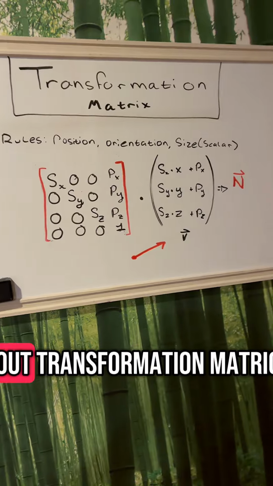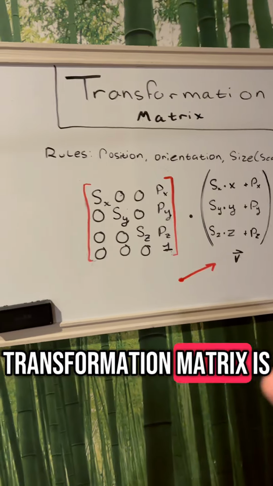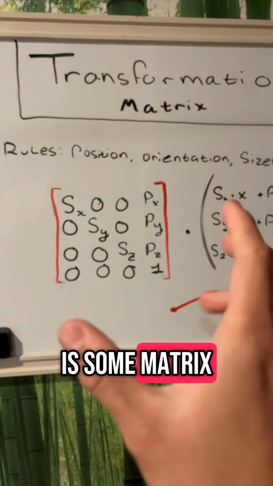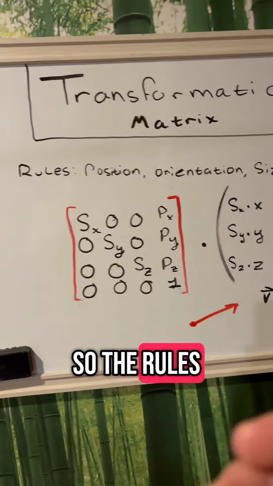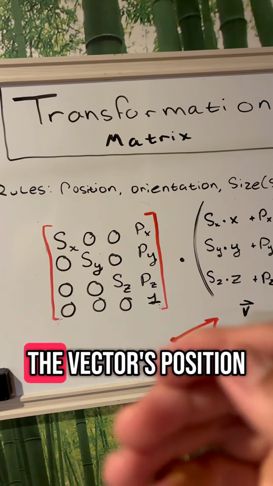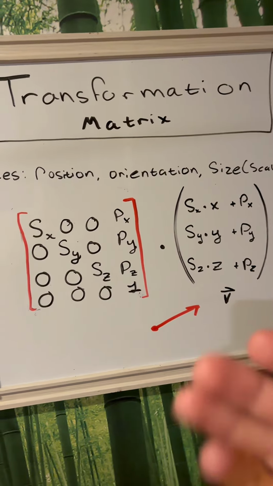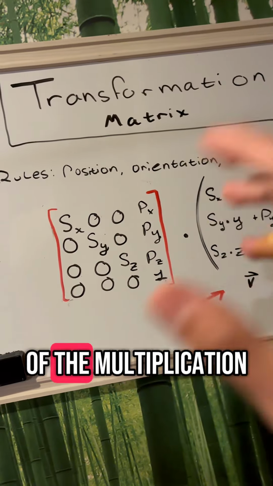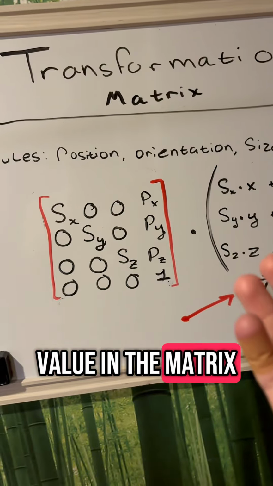Today I'm learning about transformation matrices. A transformation matrix is a matrix that acts on a vector. The rules it acts on are changing the vector's position, orientation, as well as size. I'm not going to go so in depth in terms of the multiplication, but I'm going to tell you the purpose of each value in the matrix.